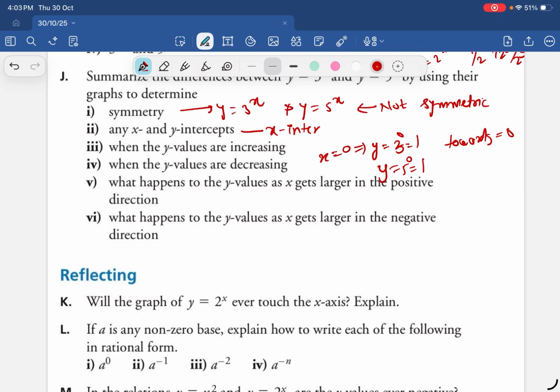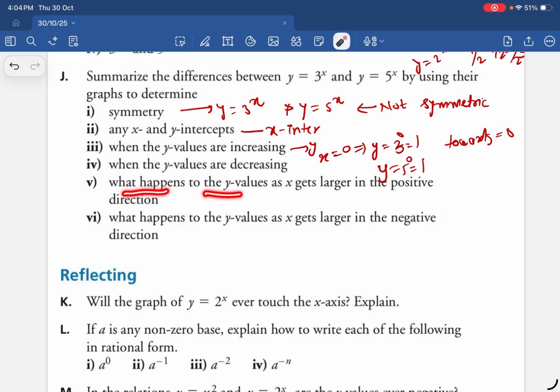Okay, when are the y values increasing? For all values of x, the y values are increasing. And when are the y values decreasing? Never. The y value is never going to decrease.